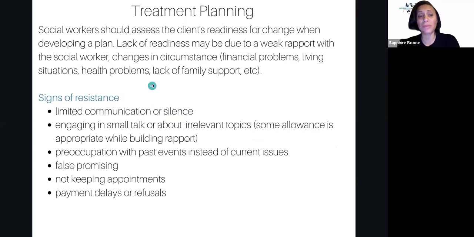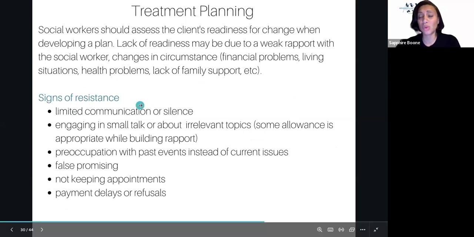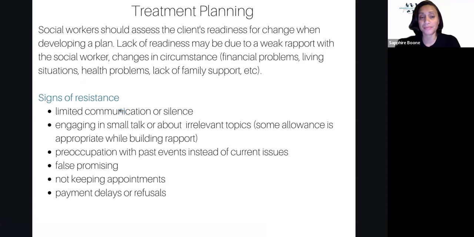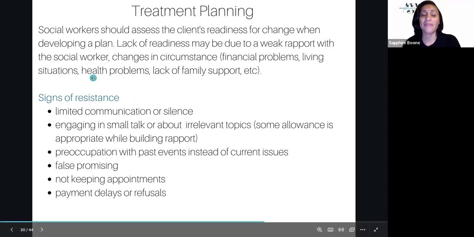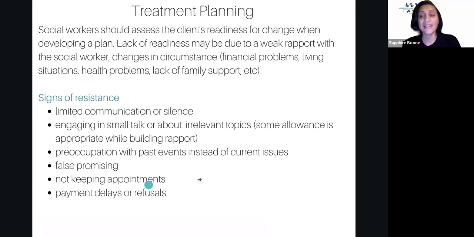Signs of resistance. I wanted to make sure that we are addressing signs of resistance, or at least know what they are. When we see signs of resistance, we should be further investigating what is going on. If they're not keeping their appointments, yes, we could terminate them or just say, okay, they're not coming, so I'll leave them alone. But on the exam, they want you to follow up with them and see what is going on. Can we have a conversation about this?